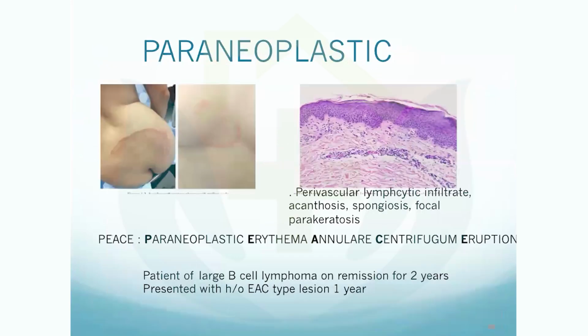This is another case of paraneoplastic disease. This is called Peace syndrome. As I mentioned, erythema annulare centrifugum is associated with neoplasia. This is a patient of B cell lymphoma who was in remission for 2 years, and they presented with this EAC type lesion for the past 1 year. So this paraneoplastic erythema annulare centrifugum is also called Peace syndrome.